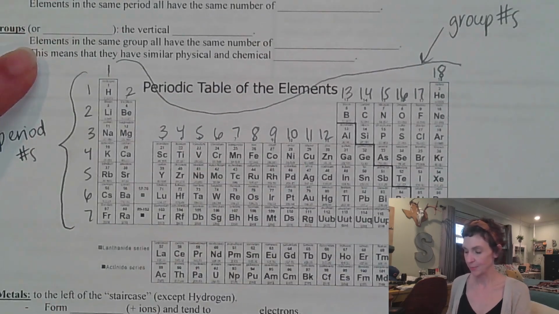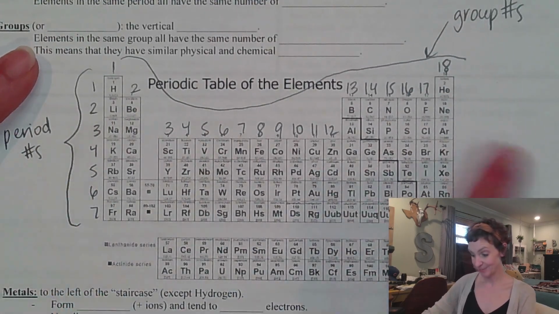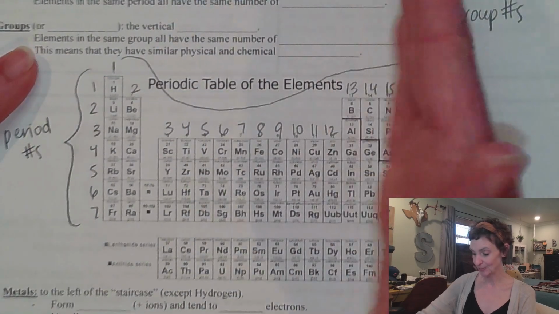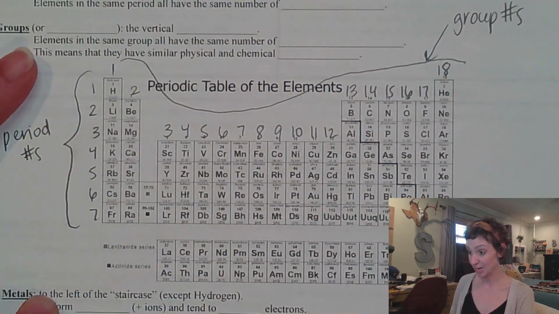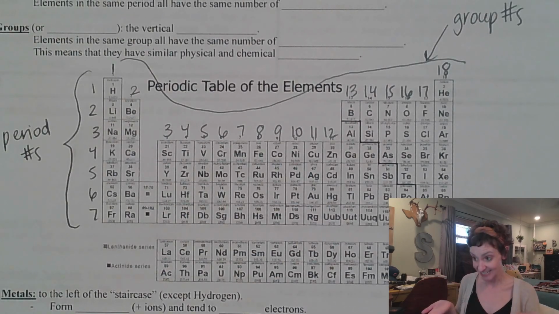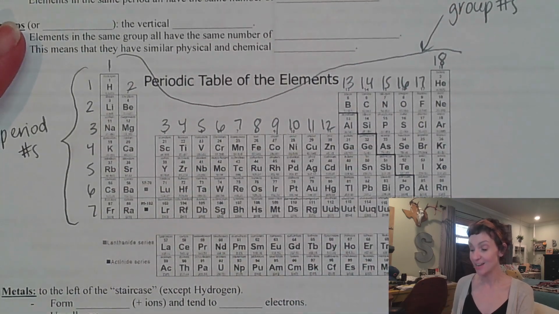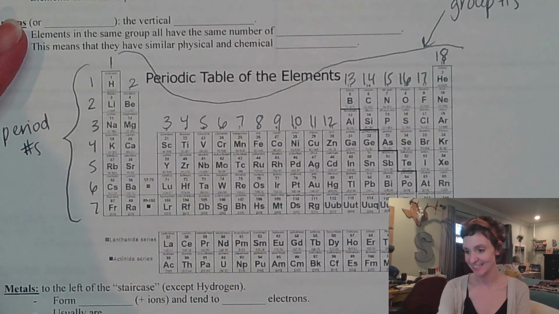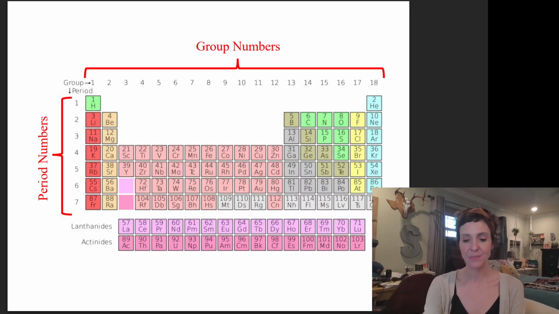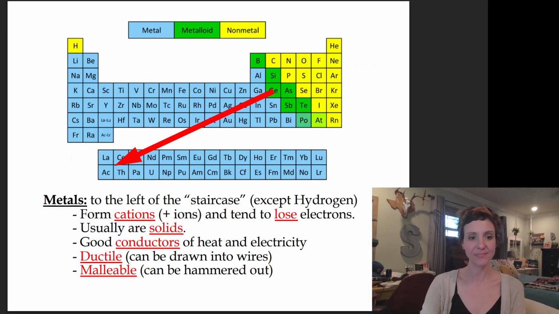Okay. So the periodic table is arranged by periods, which are my rows, and my groups, which are the columns. Everybody in the same period has the same number of highest energy levels, and everybody in the same group has the same number of valence electrons. So going back to our slides, okay.